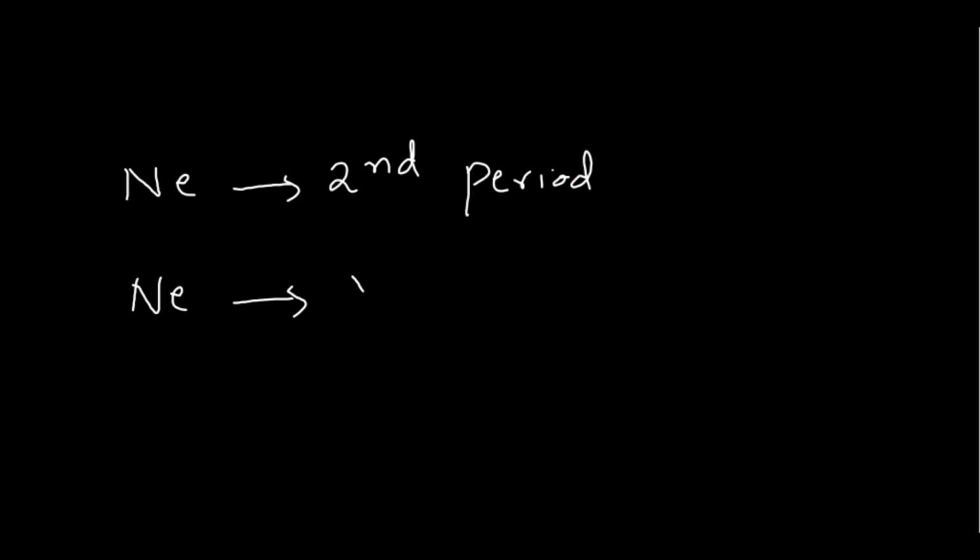So we write down the group of neon. It belongs to group 8A of the periodic table. I hope this is clear. Now we see the next element which is given to us. The next element which is given to us is silicon.